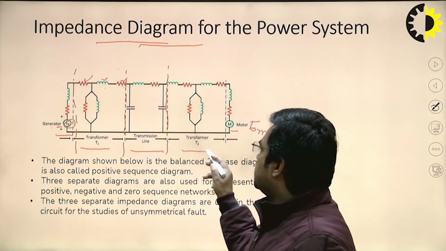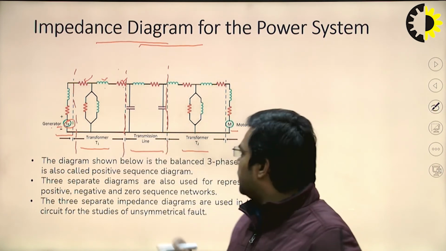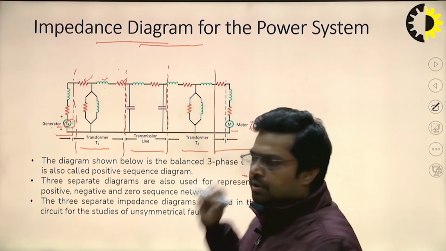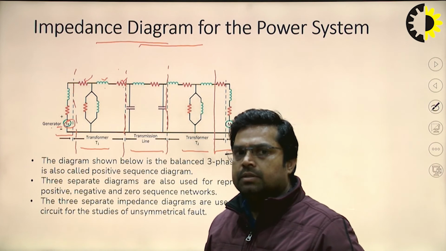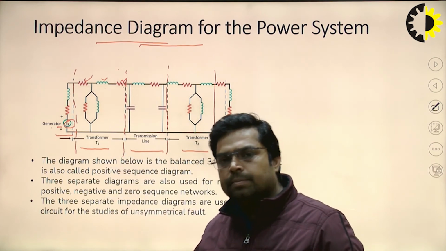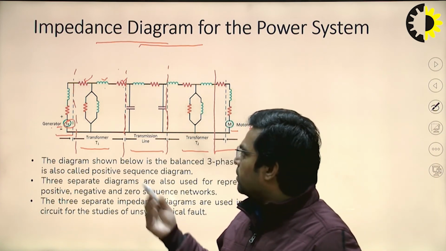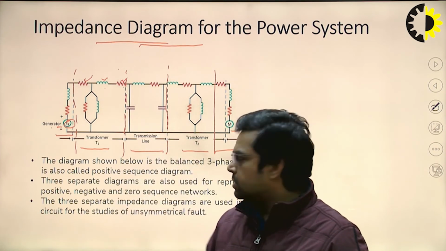Now again, this is transformer 2, which is simple like transformer 1, and the last one is the motor, which is the same as a generator. This is a rotating machine. This way we can represent any impedance diagram from the single line diagram.